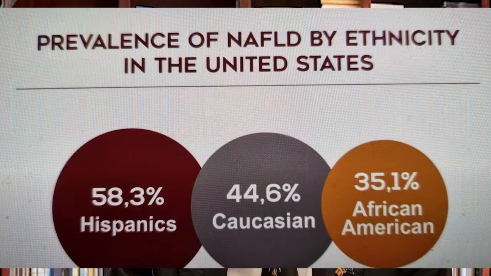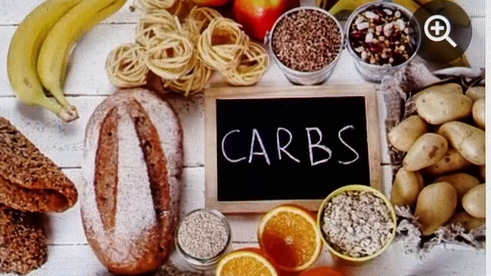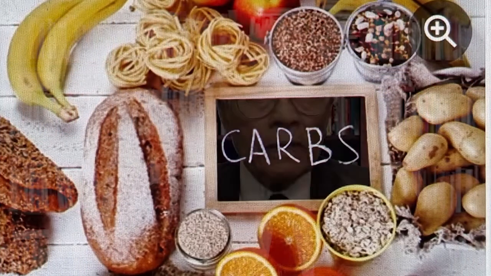Fatty liver is one of the most common causes of liver disease in the United States. It affects more than 25% of the U.S. population. The condition is common in obesity, metabolic derangements, and diabetes, and is related to high carb and high fat diets. How does the liver build up fat?